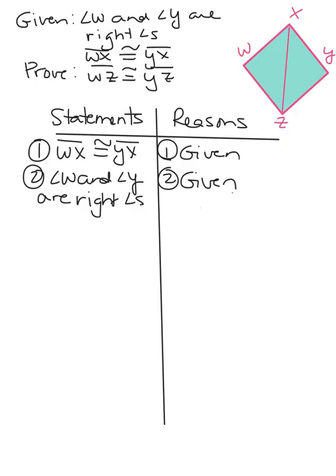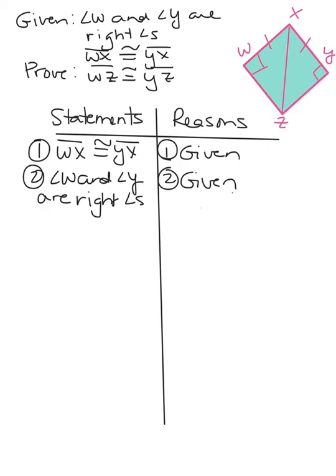Now that we've done a few examples, let's look at a proof. The given information says angle W and angle Y are right angles, and we have two segments that are congruent. WX is congruent to YX, those segments, and I'm trying to prove that segment WZ is congruent to segment YZ. Now in order to prove the sides are congruent, if I can prove that the triangles are congruent, then I can use CPCTC. So let's start with our given. It says WX is congruent to segment YX, so let's mark that. And then the second given says angle W and angle Y are right angles, so I'm going to mark that.